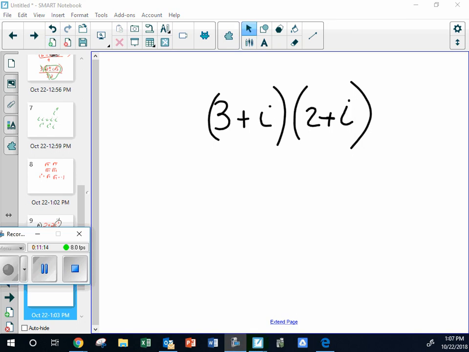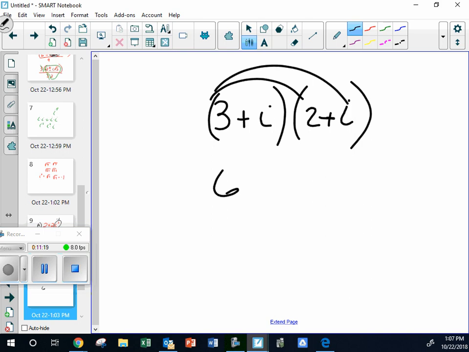So let's hopefully have this thing multiplied out. 3 times 2 makes 6. 3 times i. Do you do it that way? Because not everybody does. Some of you guys do it first, outside, inside, last. That's the way I learned it.